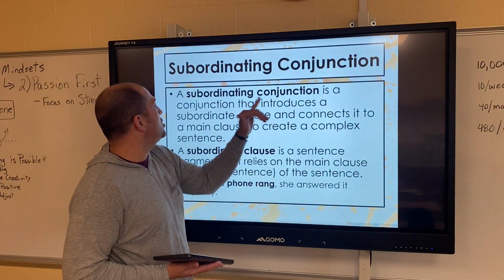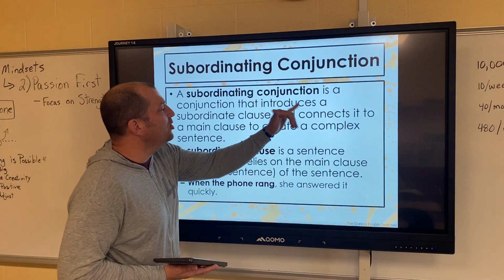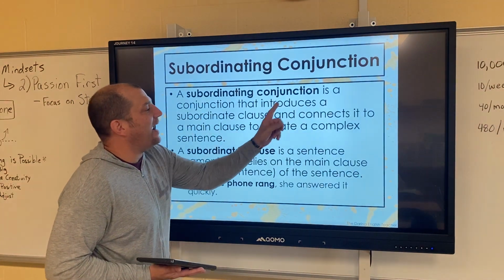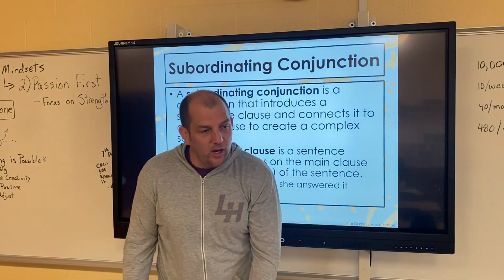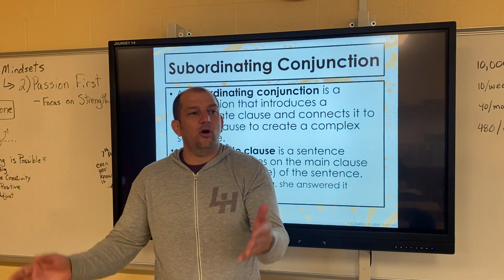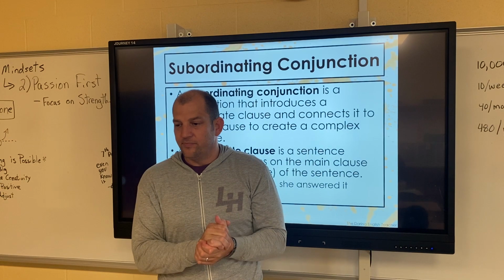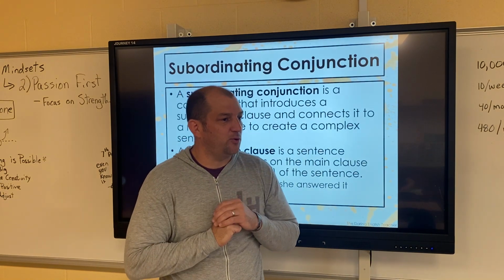A subordinating conjunction is a conjunction that introduces a subordinate clause and connects it to a main clause to create a complex sentence. Where have we ever heard of complex sentence? Yes, DLR. Our DLR. For 7 weeks we've done this.